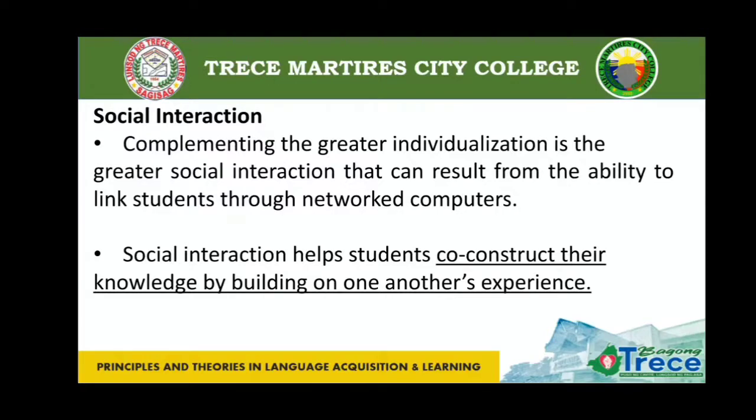Social interaction. Complementing the greater individual is the greater social interaction that can result from the ability to link students through network computers. So, social interaction. So, because of the teaching technology, nakakatulong ito para ang bawat isa ay mag-link to each other. So, it is because of the social interacting. Social interaction can help students co-construct their knowledge by building on one another's experience. And because of social interactions, mas nakakakuha pa tayo ng more information to something by sharing different knowledges.